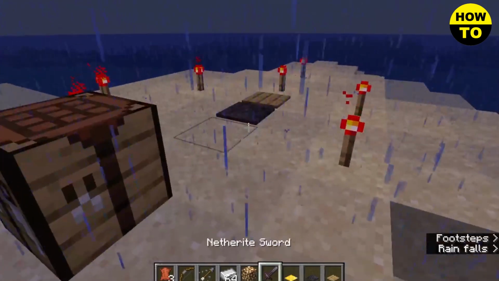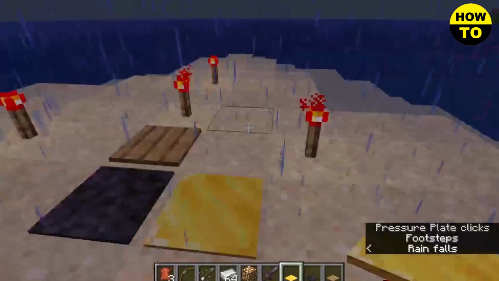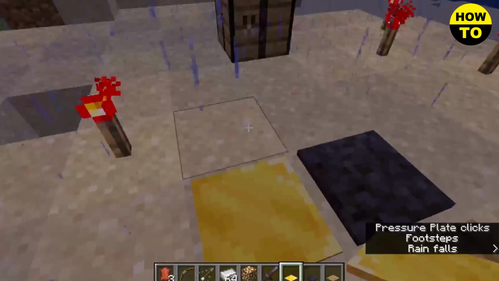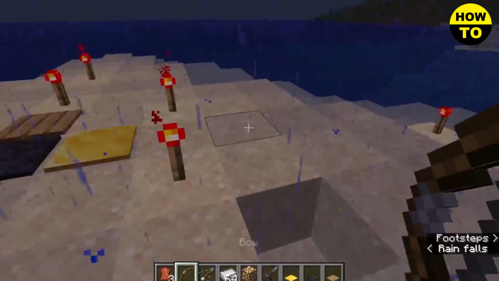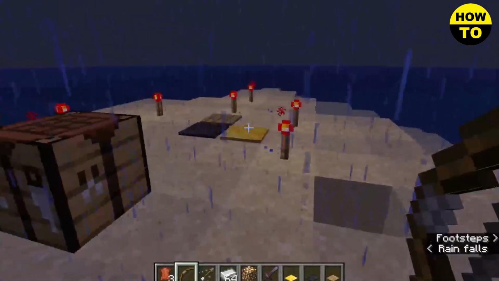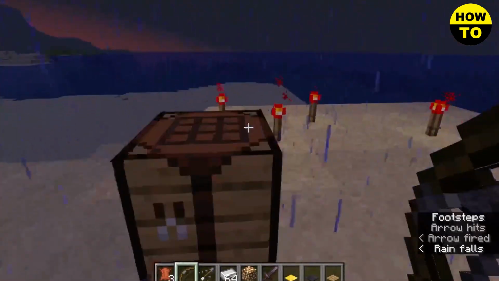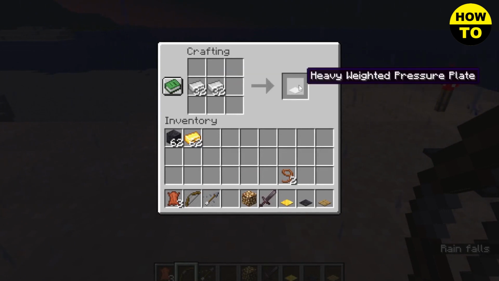Next is your light-weighted pressure plate. You can put entities and different things into it in order to activate it. A whole person will activate it due to his weight, but let's say if I were to shoot an arrow and I used a redstone to a certain thing that I want to activate, it will take around 2 or 3 arrows.